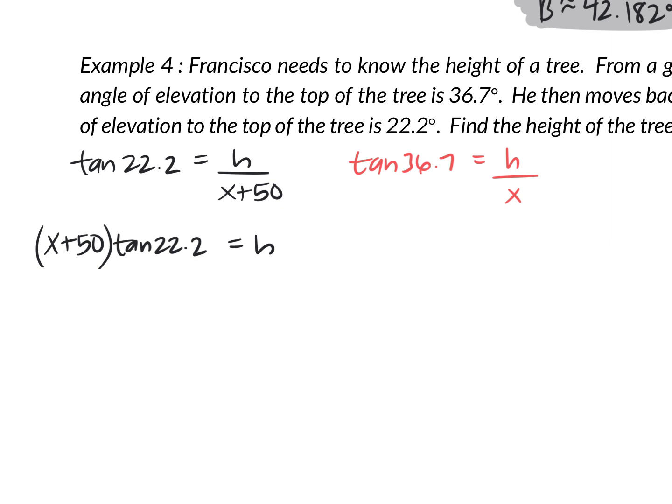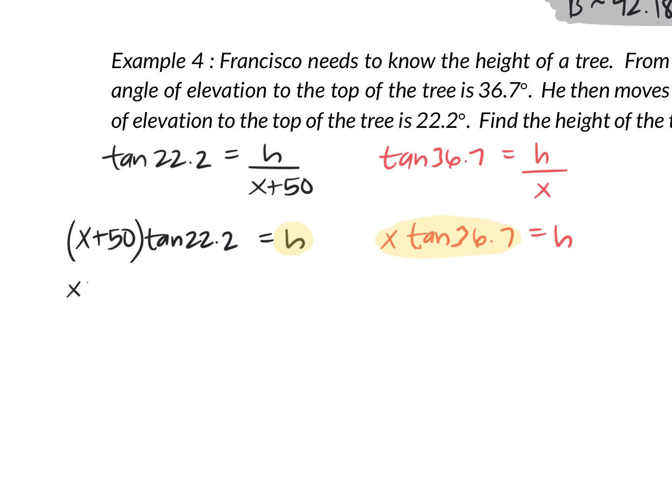Okay, let's do the same thing for my red one here. So I've got x times tangent of 36.7 is equal to h. Well, if this is equal to h, could I plug it in here? Yes, I can. So let's go ahead and do that. I've got (x plus 50) tangent of 22.2 is going to equal x times tangent of 36.7.